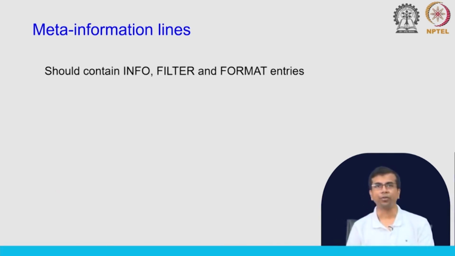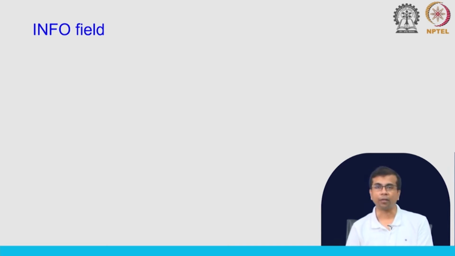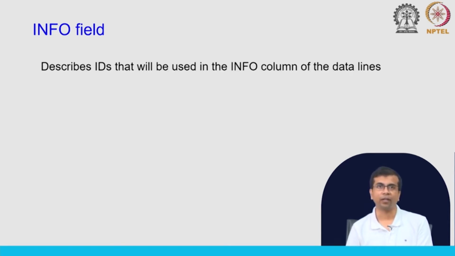Meta information lines should contain INFO, FILTER and FORMAT entries. We have seen this INFO, FILTER and FORMAT in the data lines, and these should also be present in the meta information lines. So, let us talk about the INFO field first. In the INFO field, we will have the IDs that will be used in the INFO column of the data lines. The same IDs will be used in the data lines to convey some information about the variants.